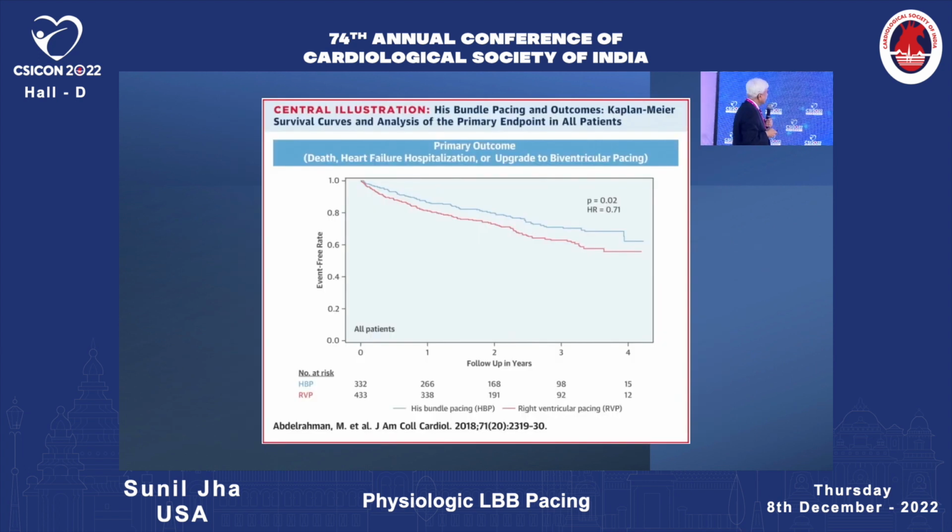I think this slide has been shown by Dr. Sharma, that when you do His pacing, death, heart failure hospitalizations, or chance to upgrade to biventricular pacing is much lower with His pacing as compared to regular right ventricular pacing. The red is the RV pacing, the blue line is the His bundle pacing.